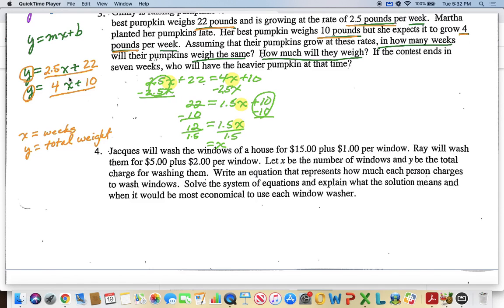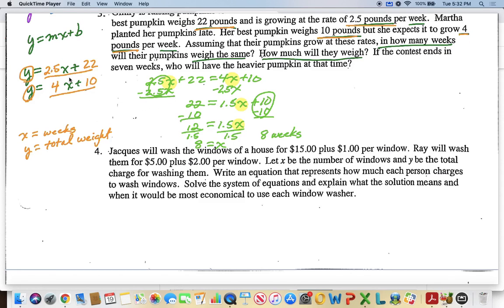So 1.5 goes into 12 6 times, or wait a second, 1.5 and 1.5 added together is 3. 3 goes into 12 4 times. So this actually will be, 1.5 goes into 12 8 times. And so that will be an 8. So our x is equal to 8. So that's 8 weeks. That's what we know so far, that they will be the same weight in 8 weeks.